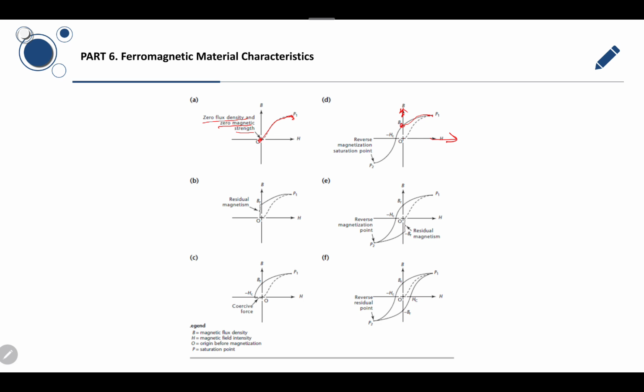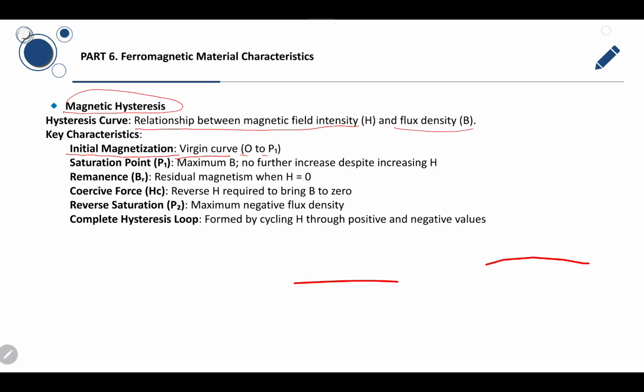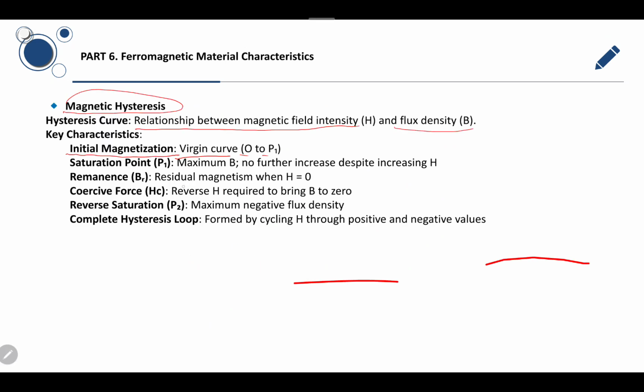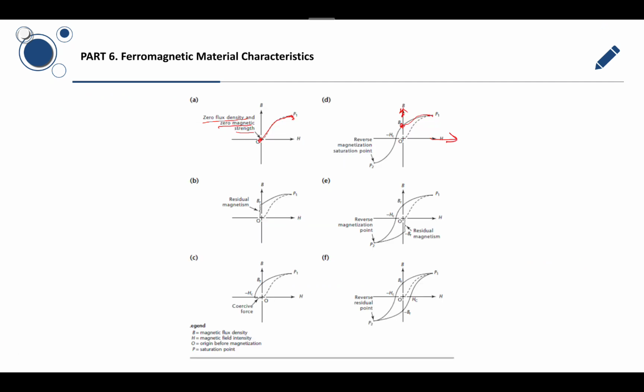This BR is the residual magnetism when H is equal to 0. The residual magnetism is called remanence. At remanence, some magnetic domains remain aligned while others become random.